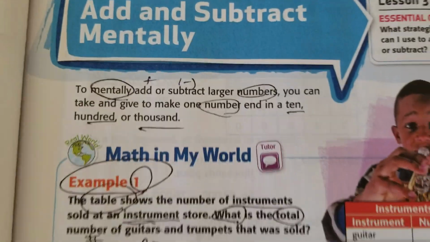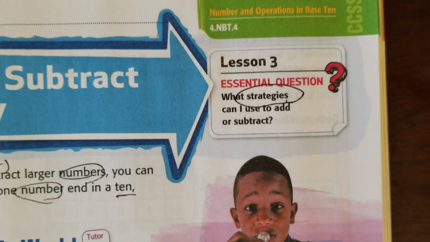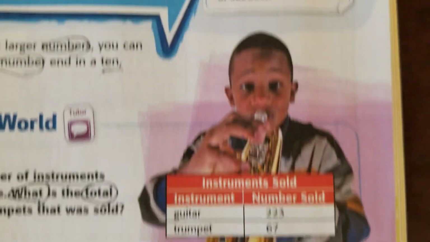Okay, hopefully that helps. Mental math can always be a tricky game because everyone uses their brain differently. So, you know what? Take strategies from the book, but the key part was for the essential question, strategies. Do whatever works for you. Okay? Later.